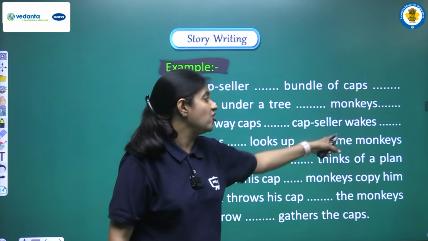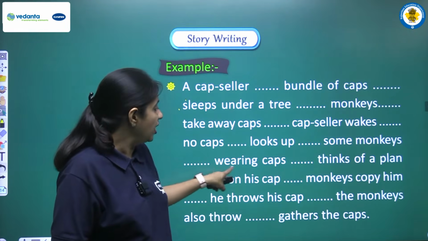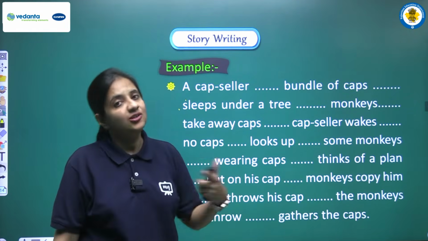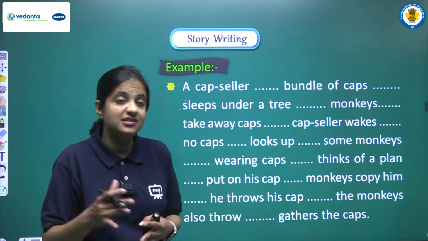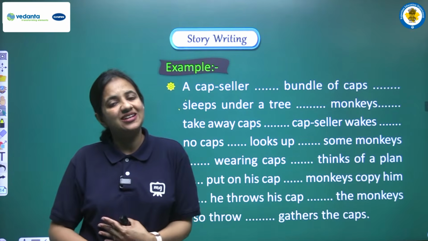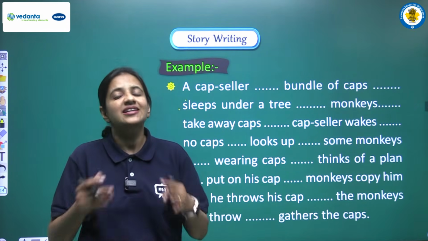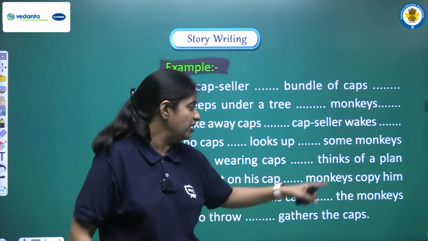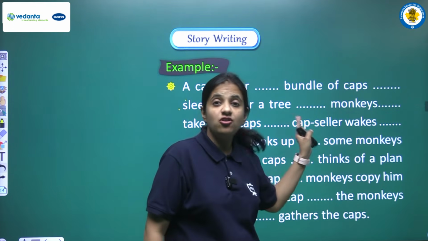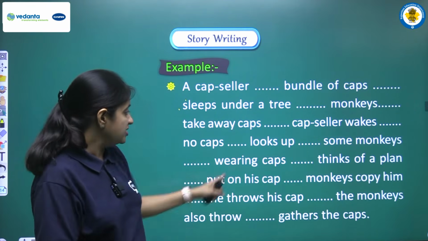He saw that on the tree there were some monkeys, and those monkeys were wearing the caps. The cap seller tried to get his caps back, but he was unable to. Then he had one idea. He thought of a plan, because he was a very clever person.